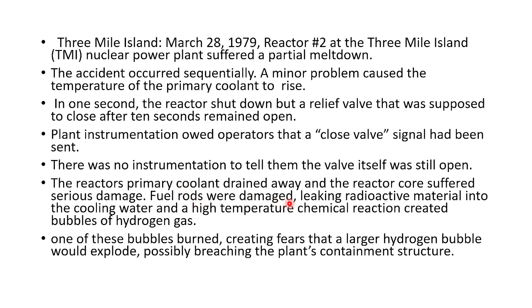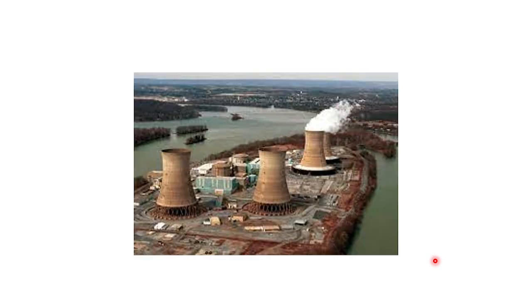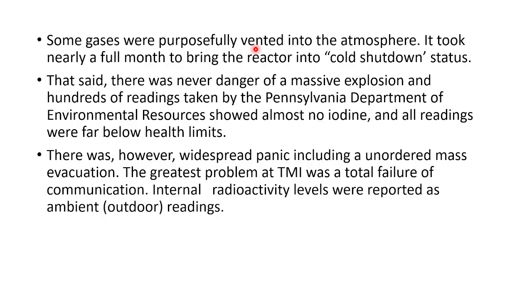Fuel rods were damaged, leaking radioactive materials into the cooling water, and the high temperature chemical reactions created bubbles of hydrogen gas. Okay, so one of these bubbles burned, creating fears that a larger hydrogen gas bubble would explode, possibly breaching the plant's containment structure. Okay, so some gases were purposefully vented into the atmosphere. It took nearly a full month to bring the reactors to cold shutdown status. Okay, so that much heat was being produced. So it took 1 month to cool down.